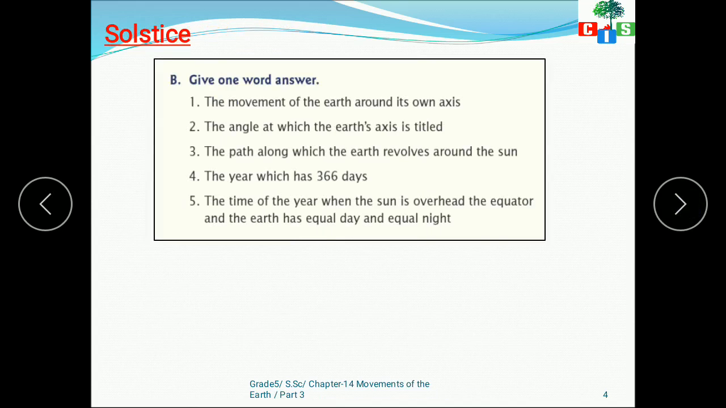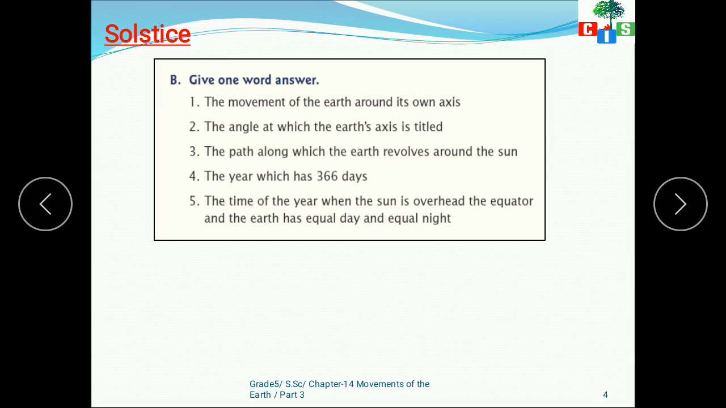Now let's see the second part, B. Give the one word answer. The movement of the earth around its own axis, everybody knows this answer. Yes, this is rotation. Next, the angle at which the earth's axis is tilted. You know that the earth is not straight, it is tilted at an angle, and how much? That is 23.5 degrees. Now next, the path along which the earth revolves around the sun is known as orbit.